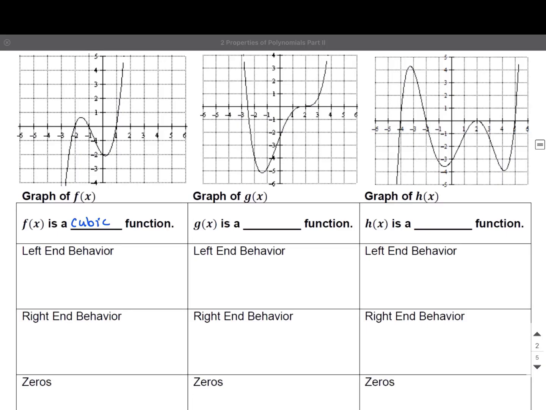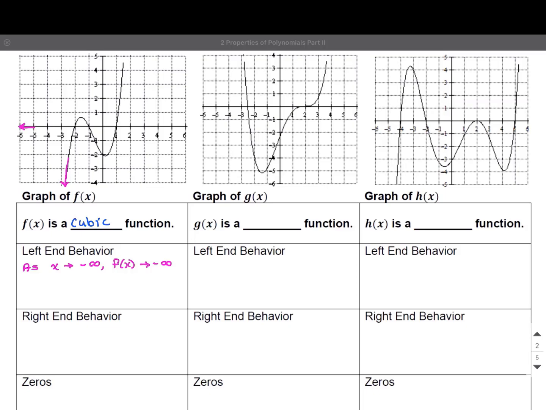Now let's find the left end behavior. So the left is as we go off the graph to the left, our x values are getting smaller and smaller and headed to negative infinity. What happens to our function values? Our function values as we go off to the left, they are falling, which means they are also getting smaller and smaller without bounds. Okay.